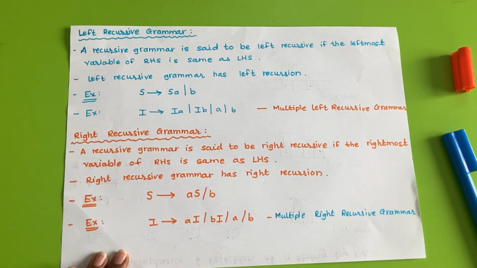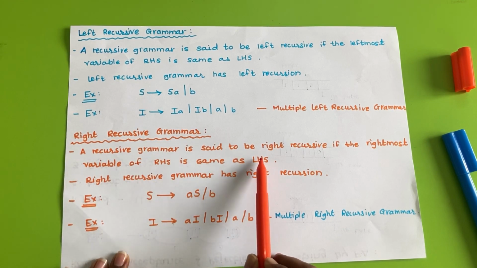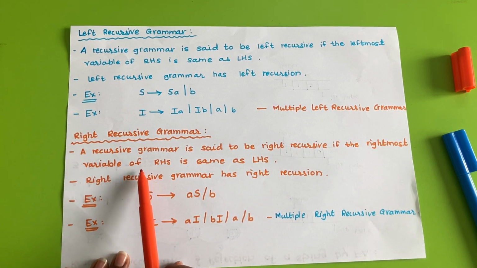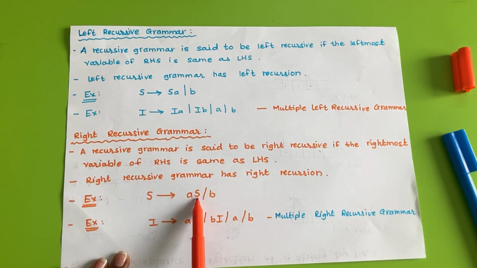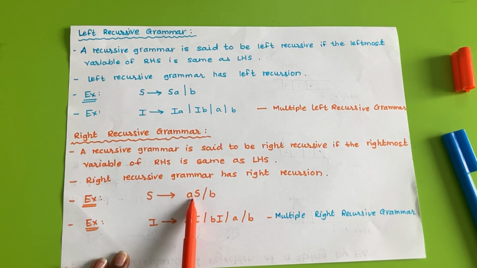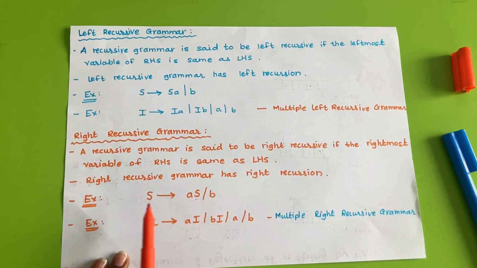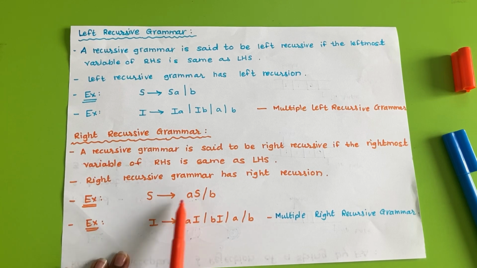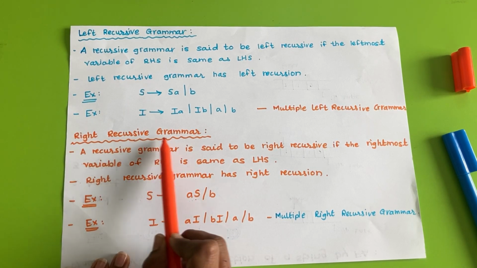Now we'll see what is meant by right recursive grammar. In the production of the given grammar, the rightmost variable of the RHS is the same as the LHS variable of the production. So this is the rightmost variable of the right hand side, and that is the same as the leftmost variable of the production. That is nothing but right recursive grammar.